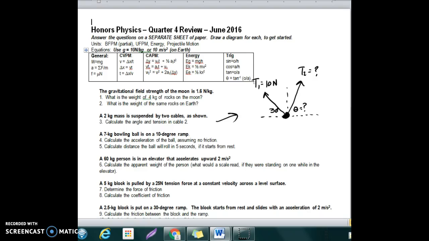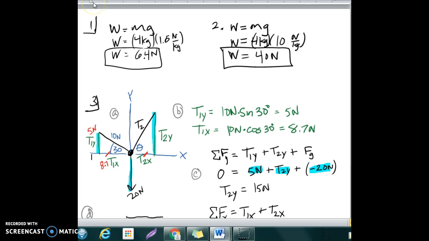This is the fourth quarter review key. 1 and 2 are knowing the mass of an object and the gravitational field strength, calculating the weight. On the moon, 4 kilograms is 6.4 newtons. On Earth, that would be 40 newtons.